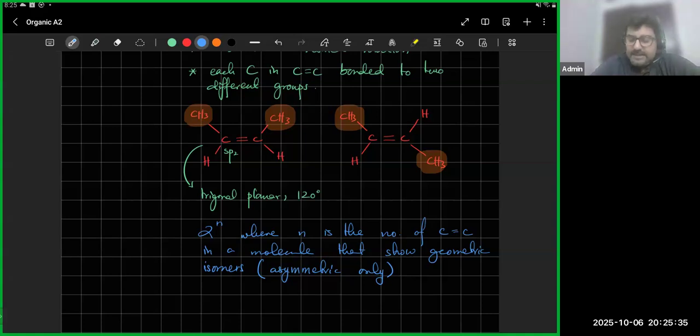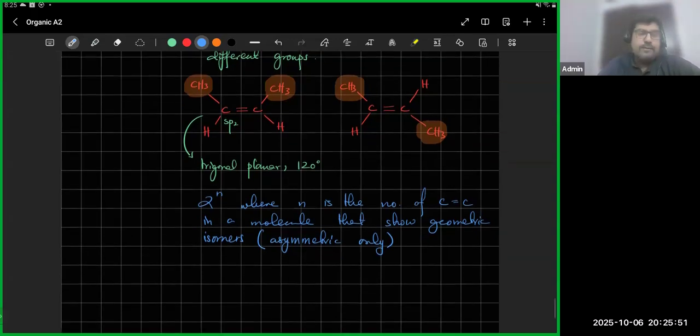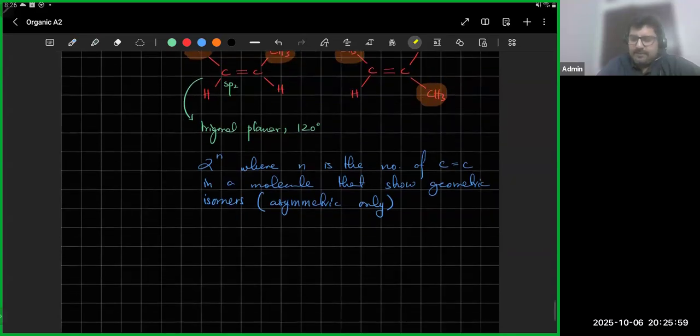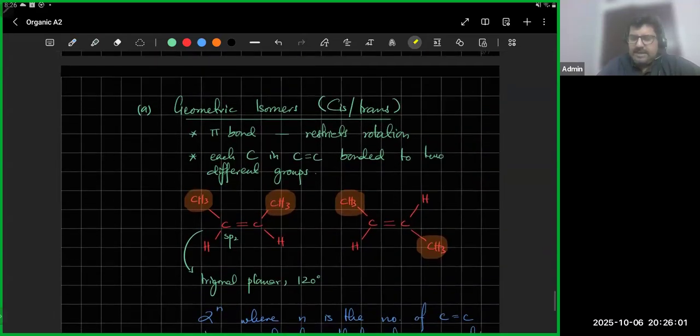If it has three double bonds and all of them make cis-trans isomers, then the total number of shapes is going to be eight. All three could be cis. Two of them could be cis, one of them could be trans. The first one could be trans, the other two could be cis. So there would be a total of eight combinations if you have three double bonds in a molecule. Okay?